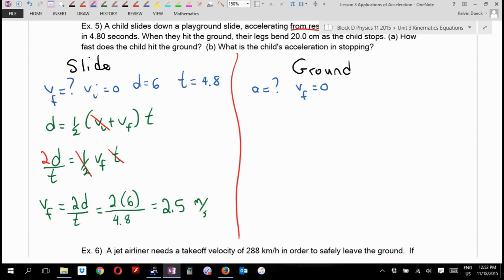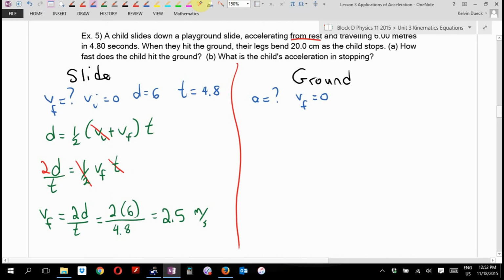What else have they told me? Well, they've given me a distance, because this is when we hit the ground. Except what's this distance in? Okay, I'm going to change it to meters. I think 20 centimeters is 0.2. Yeah, I just snuck in another unit conversion. I need something else. What? VI. What's VI?